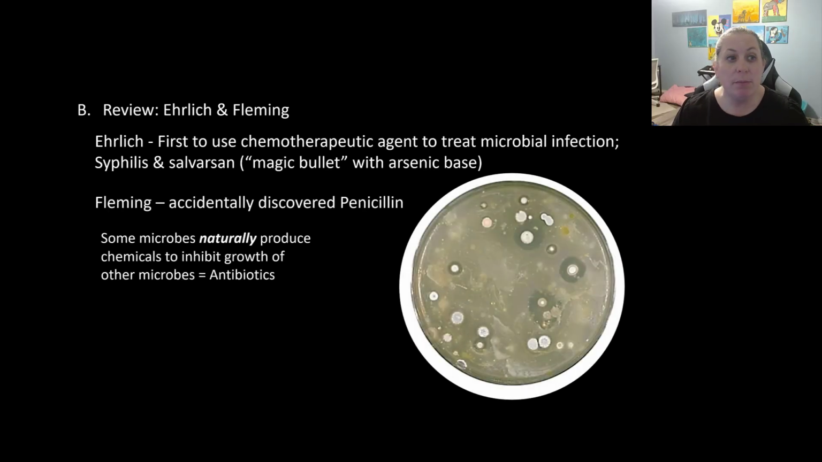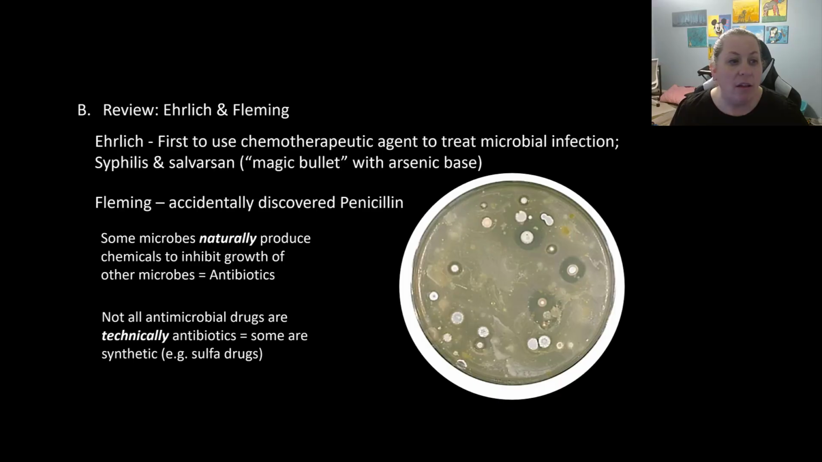Fleming, on the other hand, remember, accidentally discovered penicillium, which is the main precursor to penicillin, an antibiotic. A lot of microorganisms naturally produce chemicals that inhibit the growth of other microbes, and this is because they need a way to protect their growth and their nutrients. We're able to take those and make antibiotics out of them.